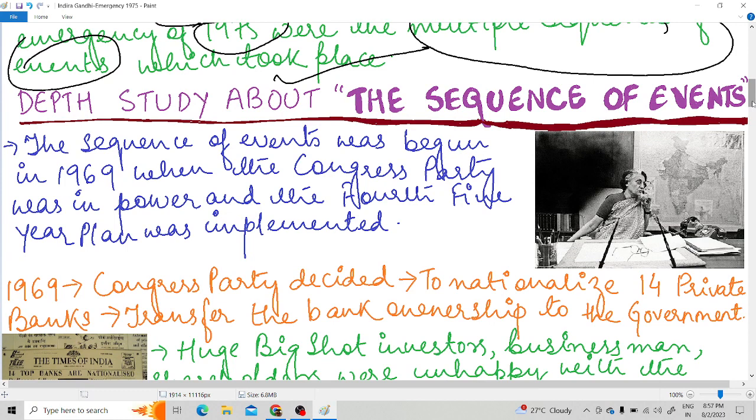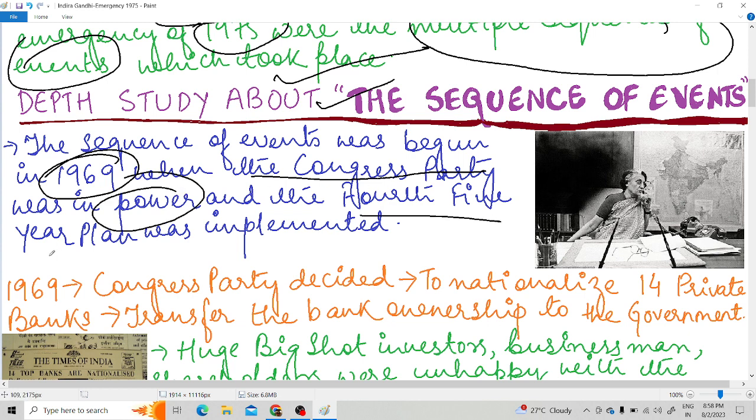by the President, and the emergency period during Indira Gandhi's government. So, the sequence of events began in 1969 when the Congress party was in power and the fourth 5-year plan was implemented.